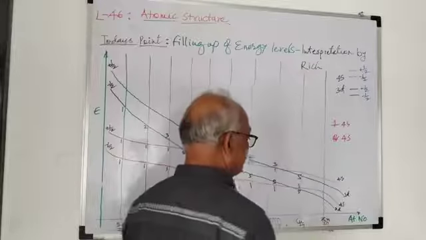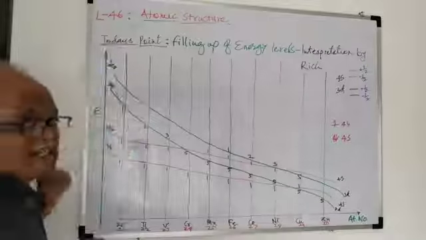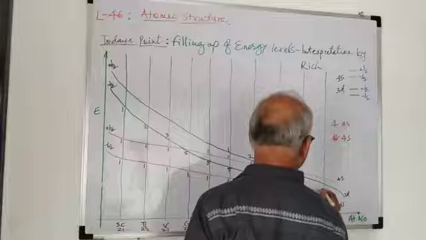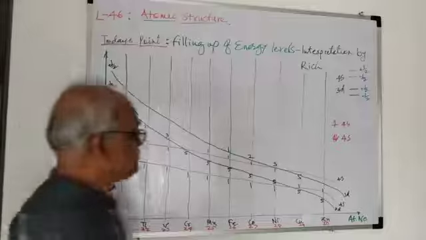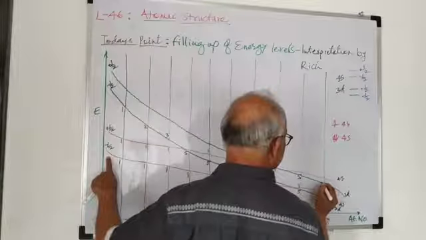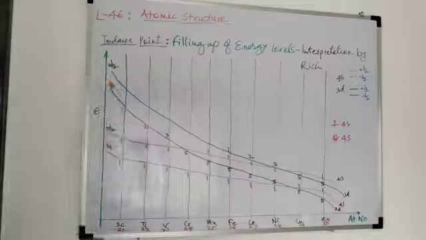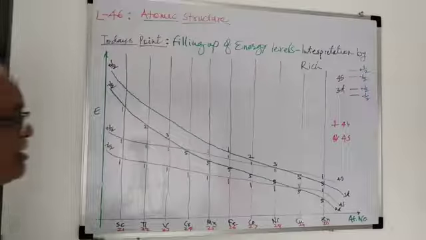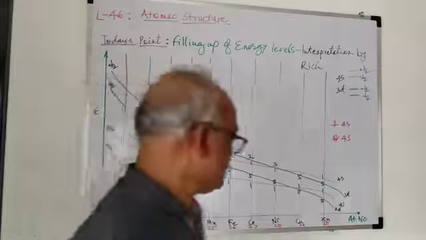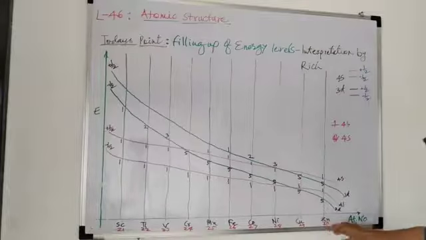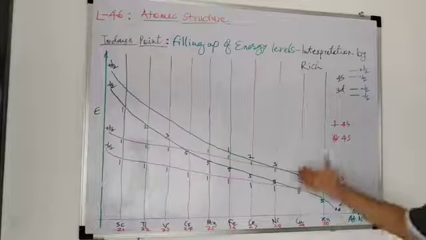Now zinc has 30 electrons, out of which 5 go into 3d with spin level minus 1/2. Again, 1 electron here in the s level with minus 1/2 spin. Again, this d orbital has 5 electrons and 1 electron in this 4s. So in this way the electronic distribution in the atomic orbitals of these 3d elements takes place. So we have shown the various possibilities here.